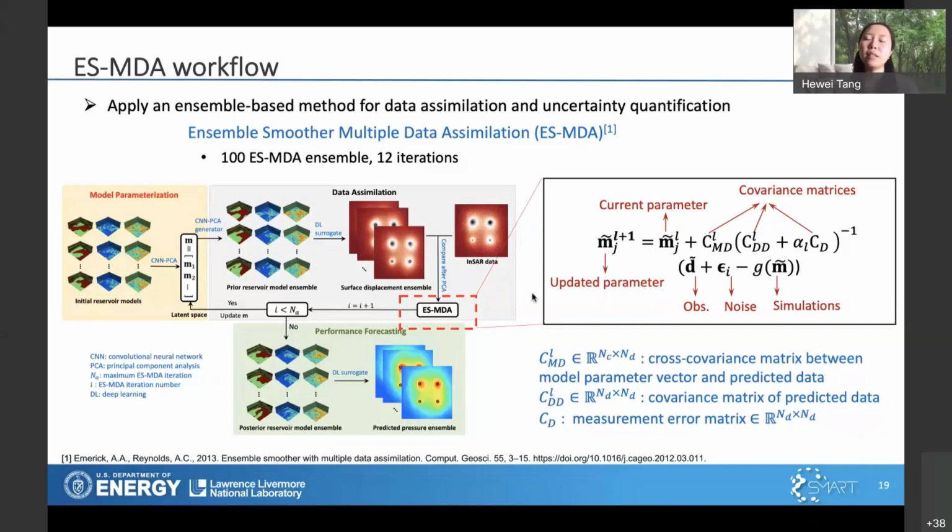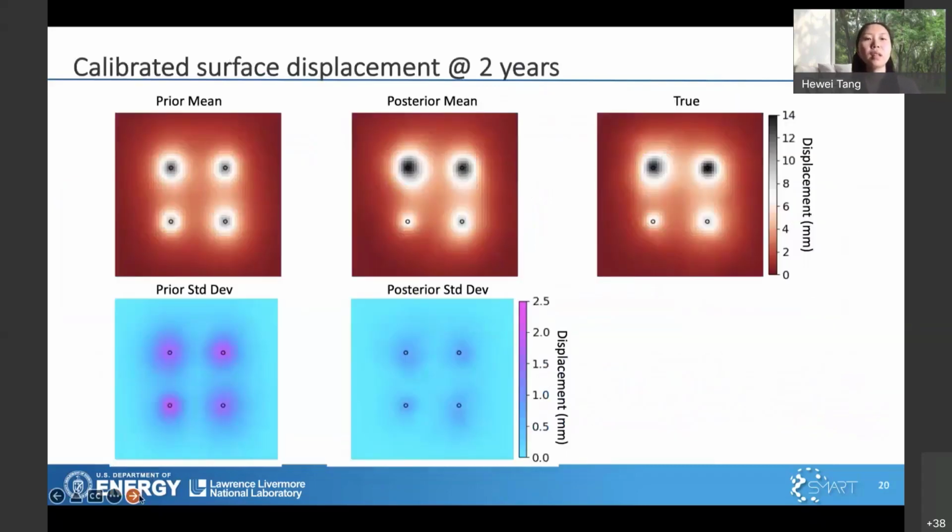In this case, through some trial and error, we find we will need around 100 ES-MDA ensemble members and 12 ES-MDA iterations to achieve good history matching results. So here I show our calibrated surface displacement field. Since we are using 2 years of data as the calibration, it's no doubt that we can have a good match with the 2-year data.